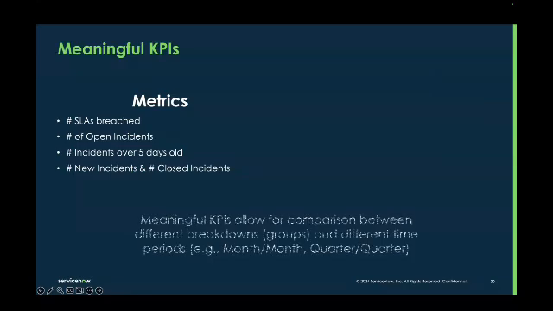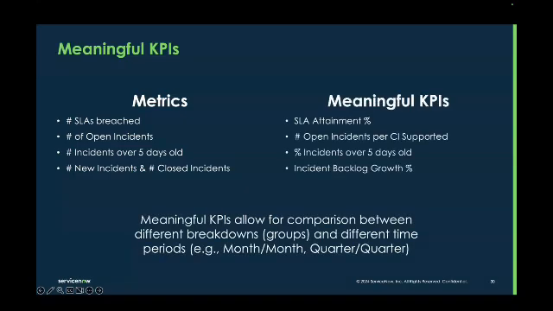But what we want to look at is the other way to build this, the meaningful KPIs based off of these. So the percentage of attainment. If I have the percentage of attainment, then my EMEA team should be doing the same as my APJ team, should be doing the same as my Americas. If I see EMEA has a much better SLA attainment, I need to go ask questions. Why is that? What's going on?